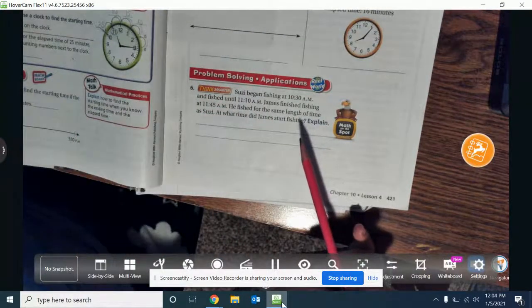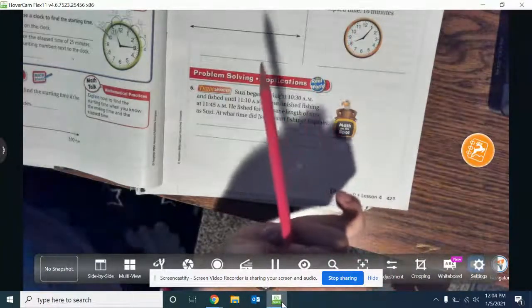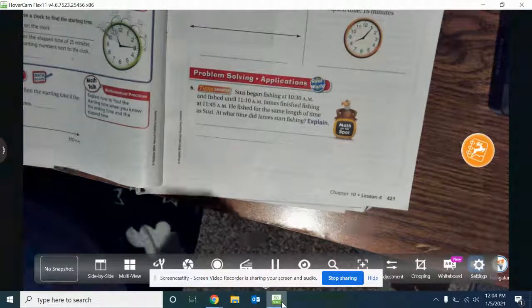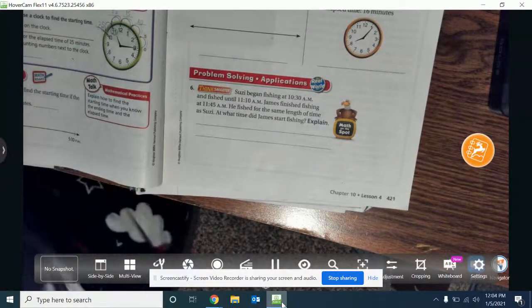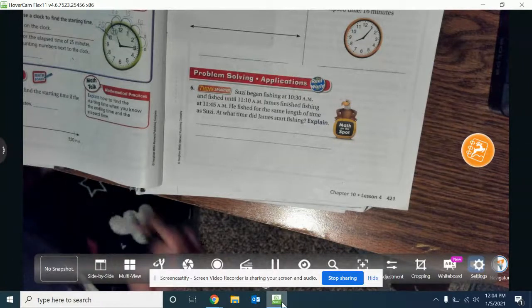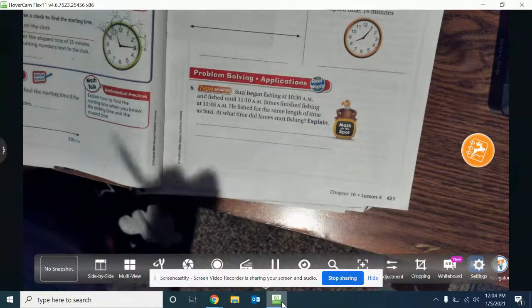So again, we're going to finish the lesson. Make sure you guys are working with me. Anything that I write down, you guys have to write it down because you will have to take a picture of your work. It will be posted on Seesaw, okay? So page 421.